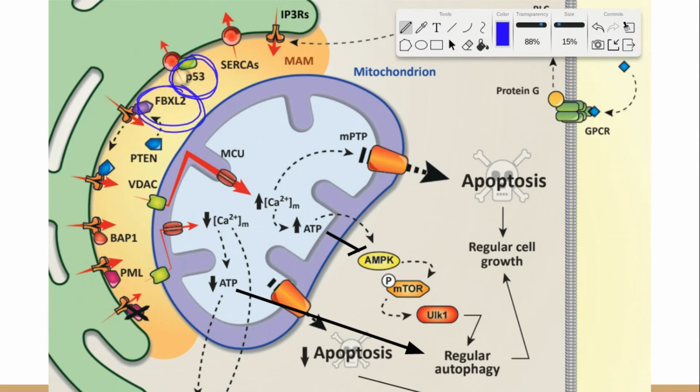FBXL2 is a ubiquitin ligase that triggers the degradation of IP3Rs. PML, we're going to talk about that in a second. And AKT. There's a bunch of different ways that these IP3 receptors are regulated.